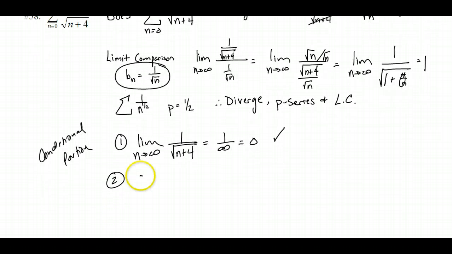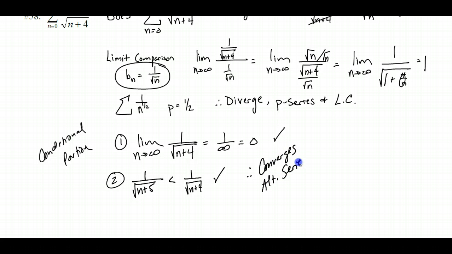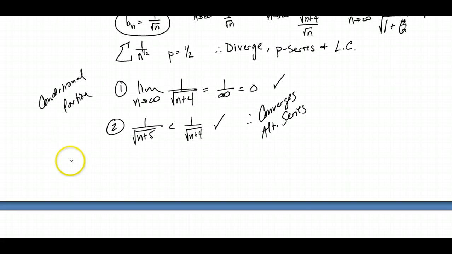Is the second condition met, meaning my terms are decreasing? We'll make this n plus 1 plus 4. So is 1 divided by the square root of n plus 5 less than 1 divided by the square root of n plus 4? Yes, that condition is met. So the absolute value of it is divergent. Didn't work. But if I make this an alternating series, then it would converge. So here we could say, obviously this converges, alternating series. Our final answer here is, therefore, this is conditionally convergent.